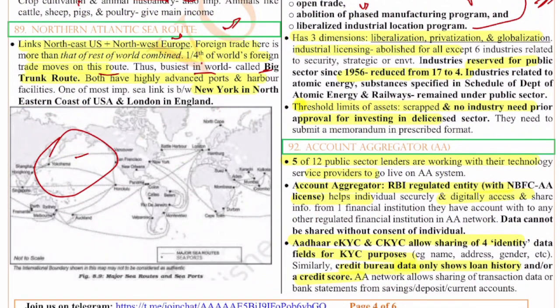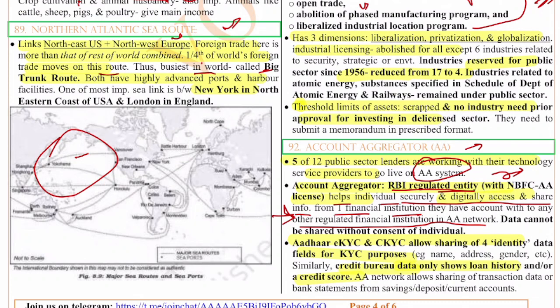So next, the 92nd question is on the account aggregator. Five out of 12 public sector lenders are working with their technology service providers to go live on the account aggregator system. So the account aggregator is an RBI regulated entity which helps individuals securely and digitally access and share information from one financial institution they have an account with to any other financial institution in this network. Data cannot be shared without the individual's consent. That means the data of the individual will have security.